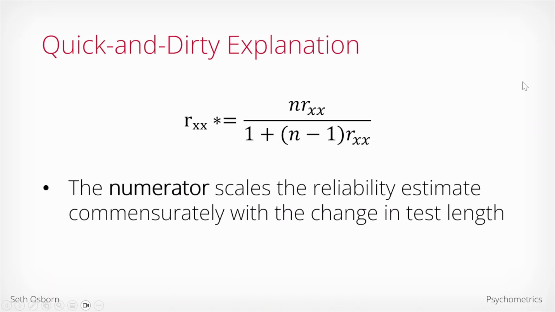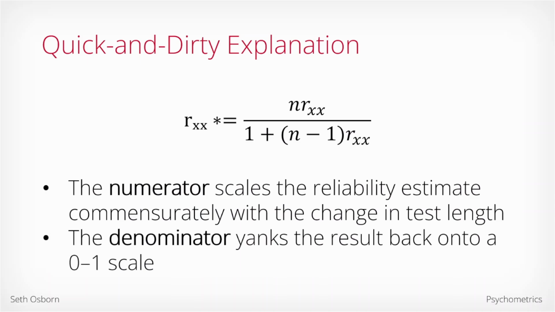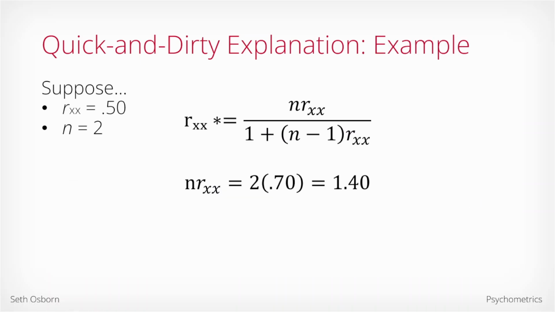In brief, the numerator scales your original reliability estimate based on the test length, and then the denominator yanks that result back onto a 0 to 1 scale because reliability is supposed to range from 0 to 1. Quick example. Suppose our reliability estimate is 0.7 and we double the test length, meaning n equals 2. When we double the test length, we double the relative amount of true score variance, which knocks us off our 0 to 1 scale. It's obvious in this case because our reliability estimate would become 1.4, even though it should not be higher than 1.